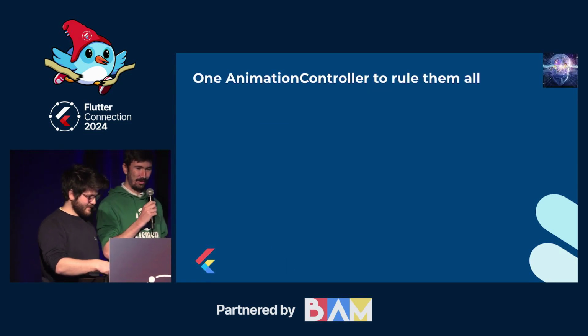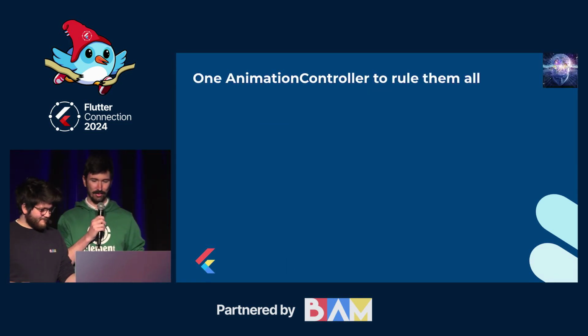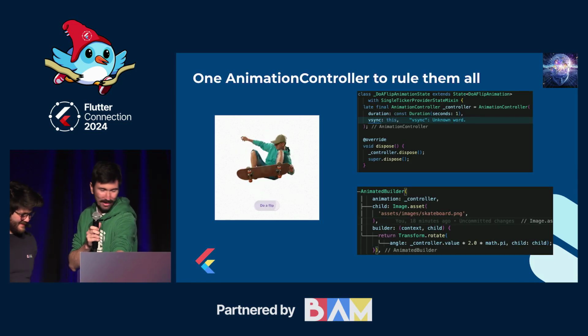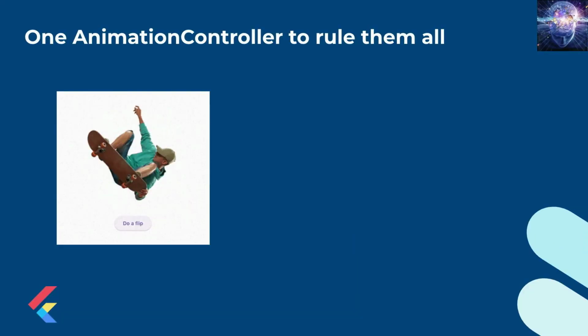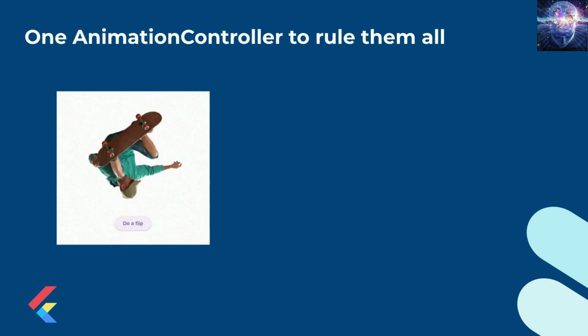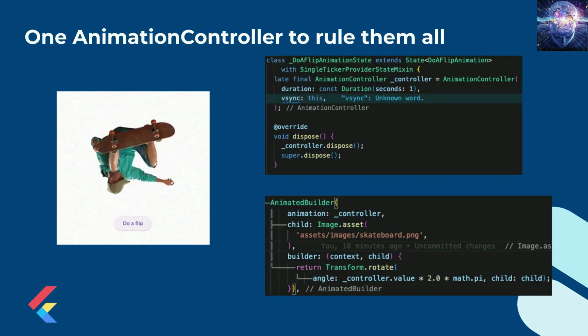Yeah, because we love animation, but we also love skateboards. So what if I want to actually make a skateboard animation that can do flips, like front flips, back flips, any flips? Then my animated container wouldn't be enough. So that's why we get introduced to the animation controller.